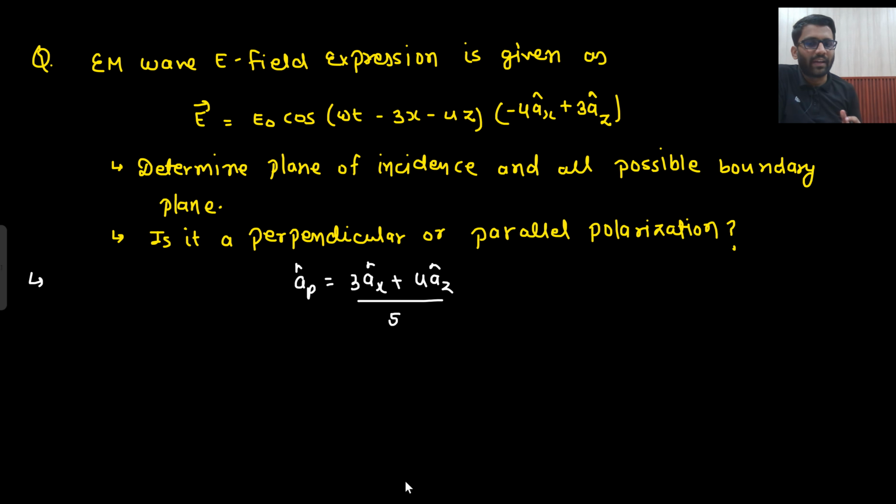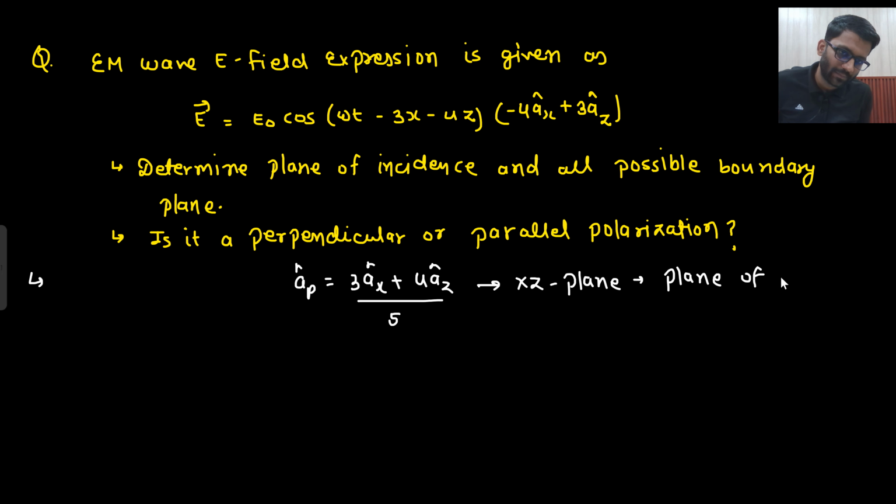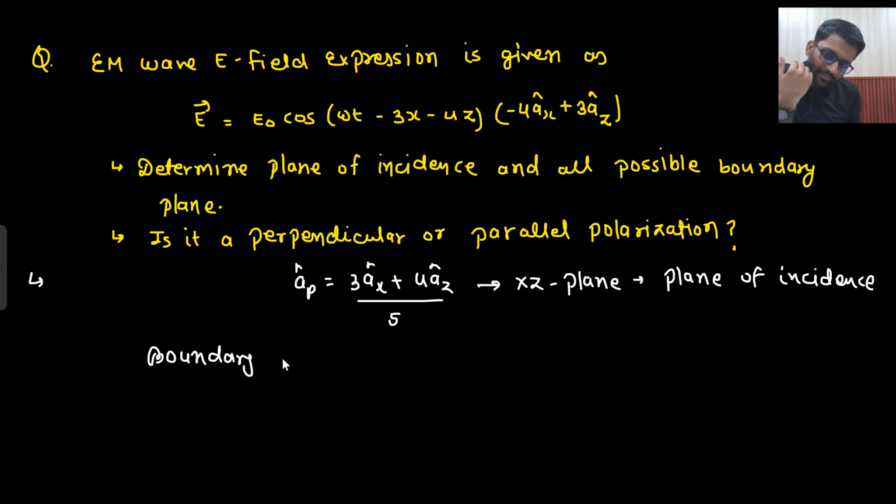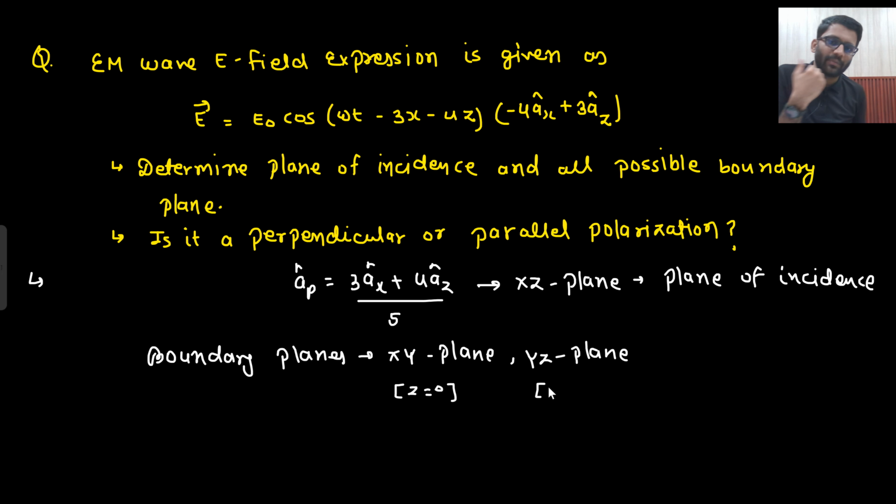So which plane will I make? I will make the XZ plane, right? The XZ plane is my plane of incidence because my wave is propagating in the XZ direction. So what could be my boundary plane? The boundary plane could be XY or YZ, right? The equation of XY would be z equals 0, and the equation of YZ would be x equals 0.